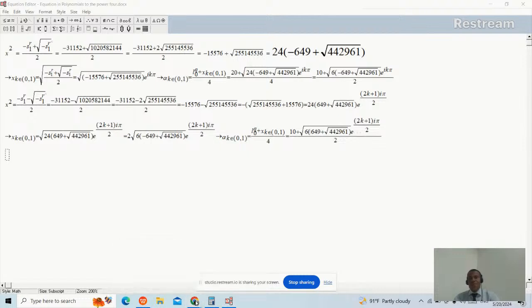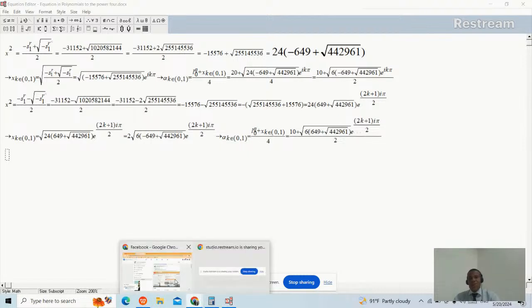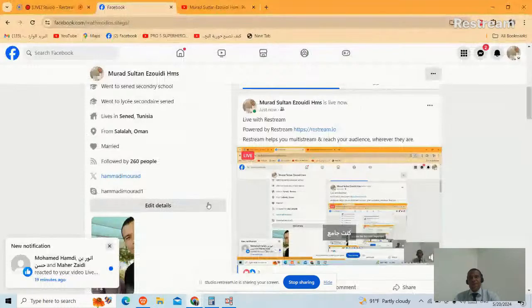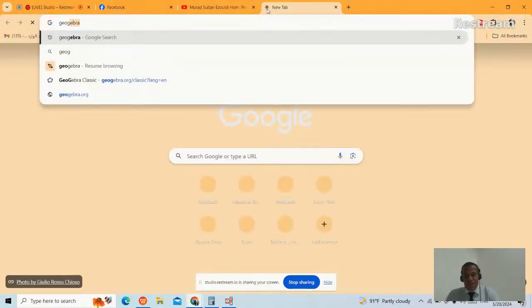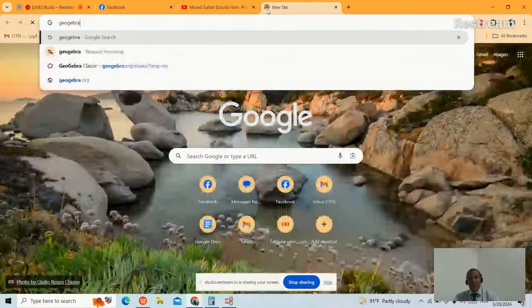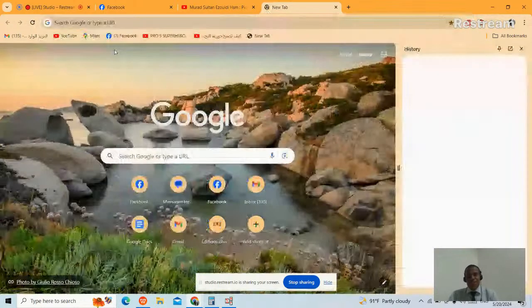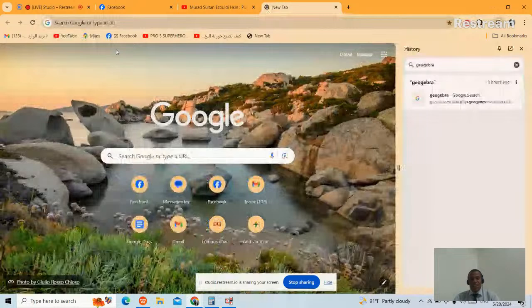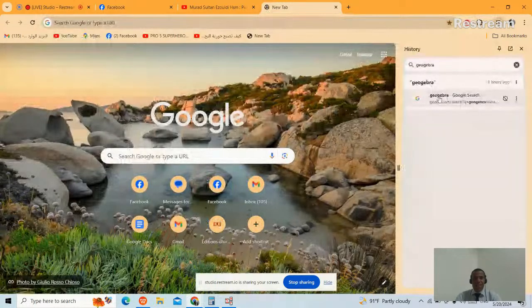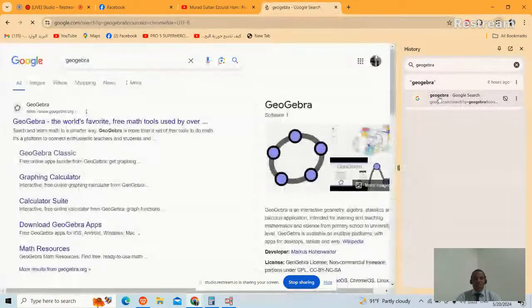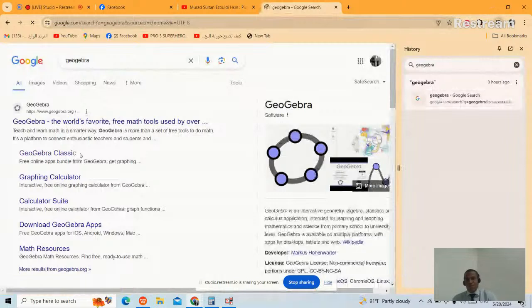Therefore, learners, I will go back now to GeoGebra to show you something. You can't solve polynomials of degree more than 4 there, a catastrophe really. But Mr. Mourad Sultan Ezouidi found how to find all the roots of any polynomial to the power 4, 5, 6, 7, and so on.